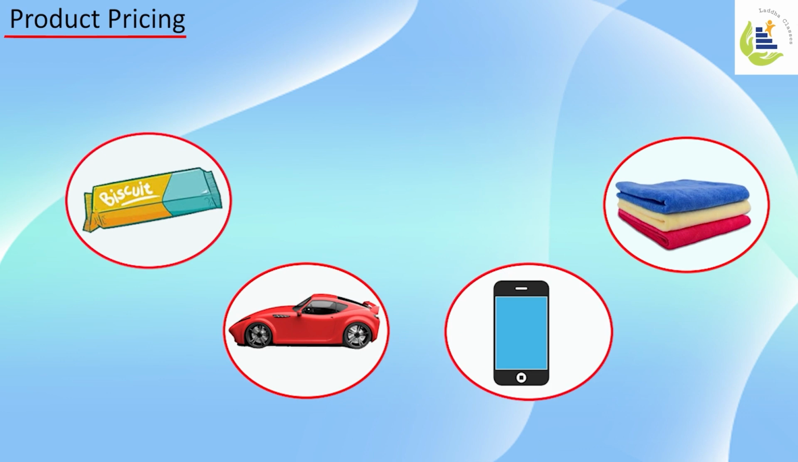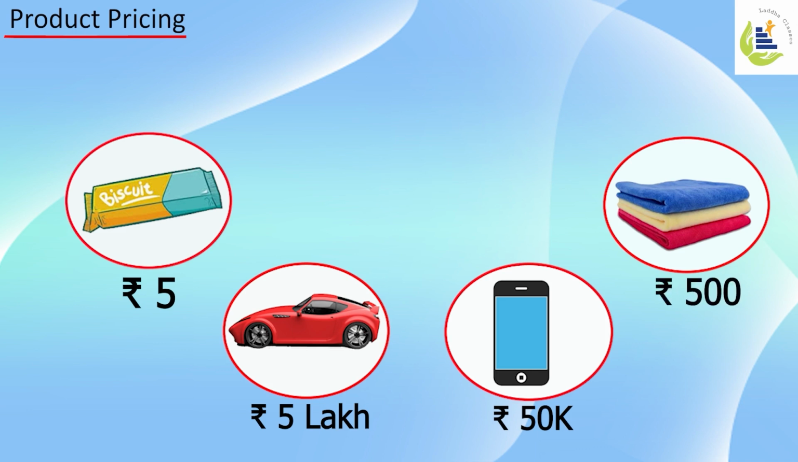If you happen to notice, the price of each one of them is different. A biscuit costs rupees 5 per packet, a car costs rupees 5 lakhs per car, a phone costs rupees 50,000 per phone, a cloth costs rupees 500 per piece. Now, my question is, how are these different relative prices derived in the market?